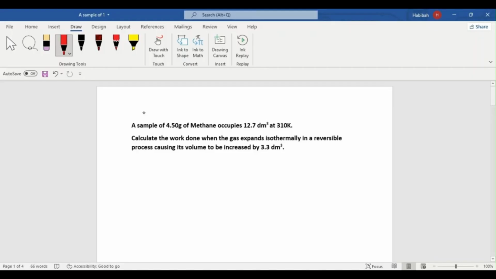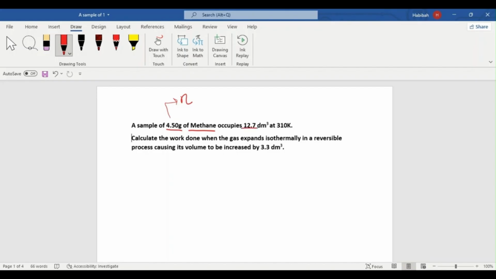Salam and welcome everyone. So today we're going to be working on the question on the screen that says a sample of 4.50 grams of methane occupies 12.7 dm cubed at 310 kelvins. First of all, you're given the mass of gas, and that gas is methane. So we've been given the identity and the quantity of the gas. Whenever you're given the mass as well as the identity of a gas, just know that indirectly they're trying to tell you that you have to solve for the number of moles. So that's always what ends up happening in chemistry. Put that in mind.